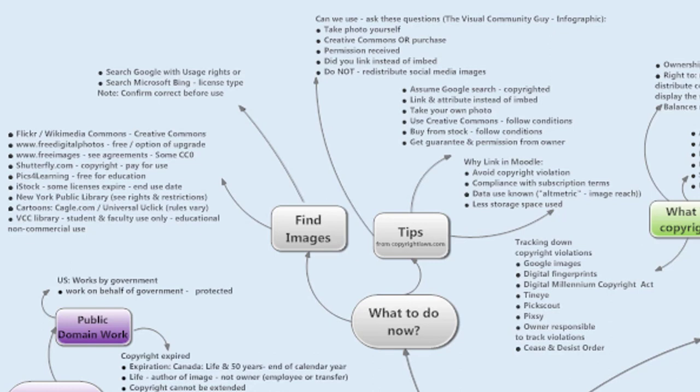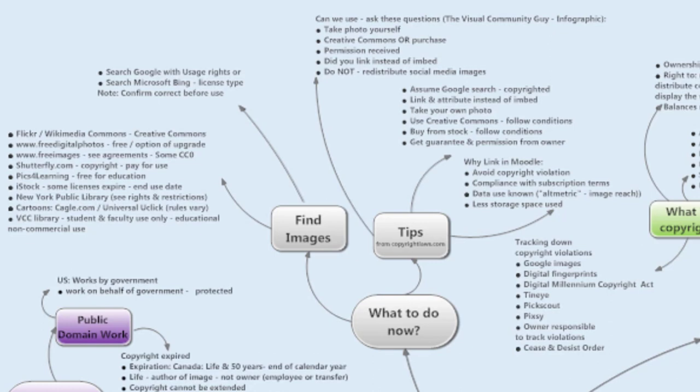There's lots of places to find images, but some of the tips that you should follow is one, if you look at it, you should ask some questions. And this came from the Visual Community Guy. It's an infographic. He suggests take the photo yourself, use Creative Commons or purchase it, get the permissions received. Did you link instead of embed?